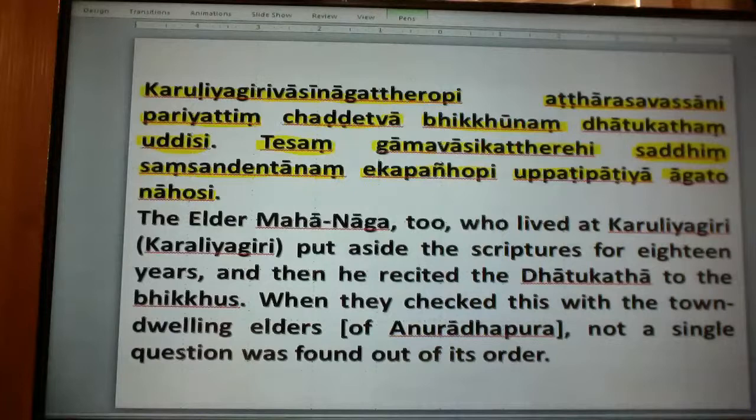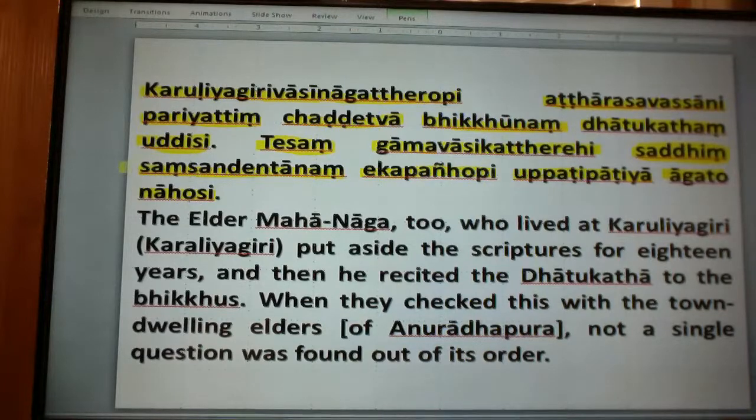Very amazing, because that senior monk had no recitation for 18 years, but afterwards he could do it without error in the order. No question, nobody said you are wrong or anything like this. You can imagine.